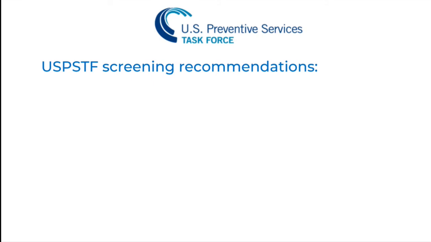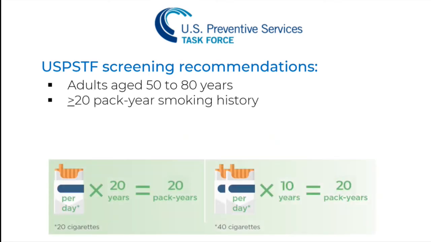And the most up-to-date recommendations apply to the following situation. Adults aged 50 to 80 years old, adults who have at least a 20-pack year smoking history. When I say 20-pack year history of smoking, we're referring to the number of packs of cigarettes per day smoked times the number of years. So a 20-pack year smoking history is, as you can see, 1 pack times 20 years. Now, this could also be if you smoke 2 packs of cigarettes per day for 10 years, it will be equivalent to 20 pack years.